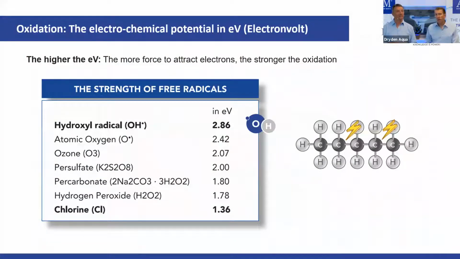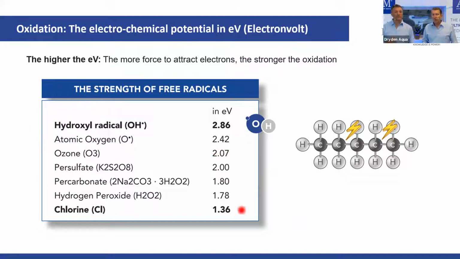Okay. We were talking about different types of oxidizers, right? And the different strength that they have. This is actually measured as electron volt. It's the electrochemical potential that these oxidizers have. And here's a really good list that compares the strength or the force that these oxidizers have to attract other electrons. The strongest that can be used in a swimming pool environment are hydroxyl radicals, free radicals, followed by atomic oxygen, and so on.